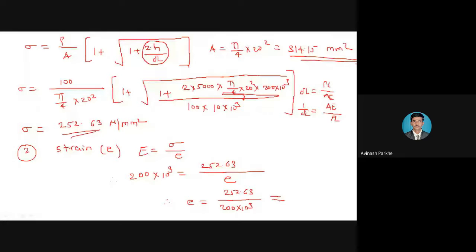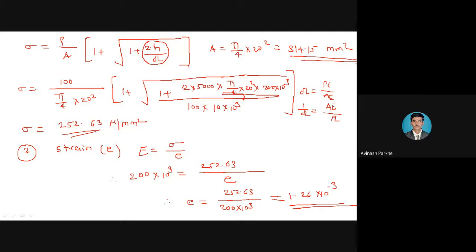Please do the calculation. 1.26 into 10 raised to 3, or 10 raised to minus 3? Minus 3. Minus 3 is very important. 1.26 into 10 raised to minus 3. This is a unitless quantity, because for the stress the unit is Newton per mm square, and for Young's modulus again the unit is Newton per mm square, so it cancels from numerator and denominator.